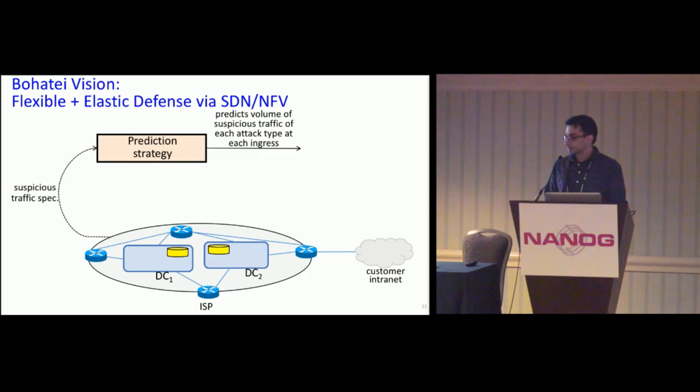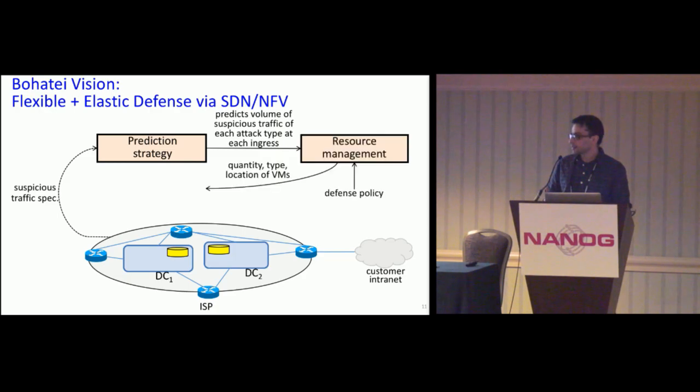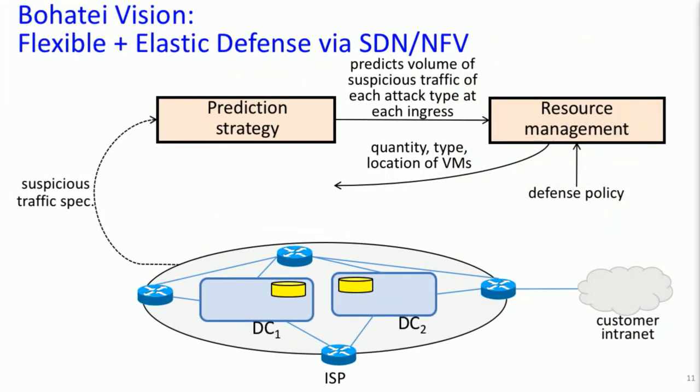Now, given these estimates, the second thing we need is a way of doing resource management. The reason for that is, on the one hand, we have the resources of the ISP, which are the bandwidth and the compute capacity of the data centers. And we want to assign them to the task of DDoS defense, which involves routing suspicious traffic around the ISP and launching defense virtual machines.